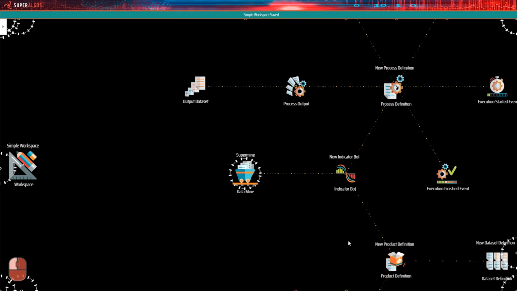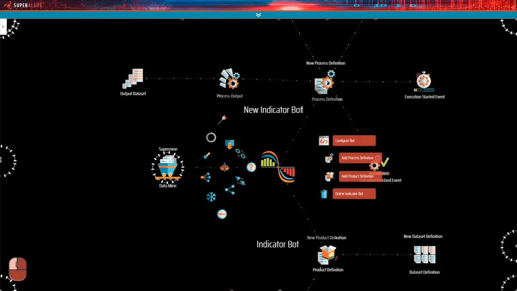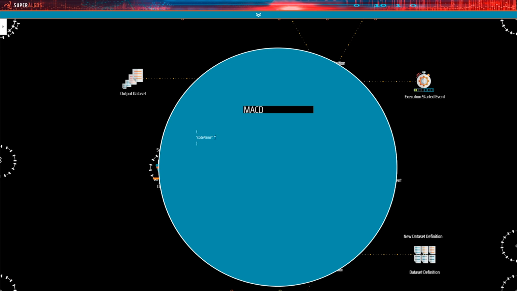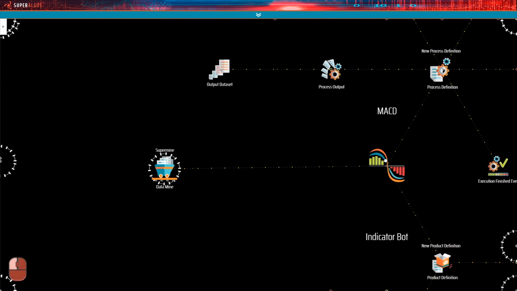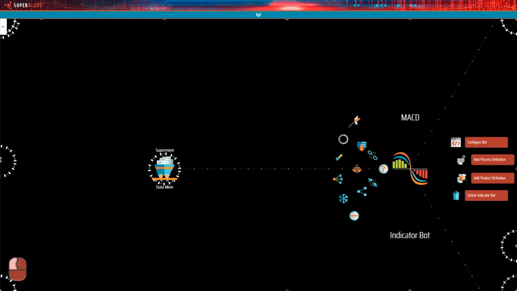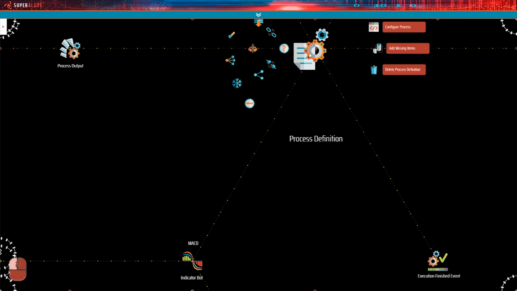Notice that when I created the indicator, it came along with a structure of nodes consisting of the bare minimum definitions that make up an indicator, the definitions of a process, and the definitions of a product. We'll start with the process definitions, but first I'll take a few seconds to arrange the nodes in the way that I know works best for me.